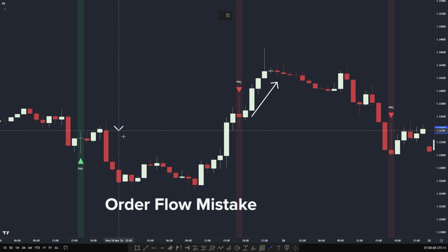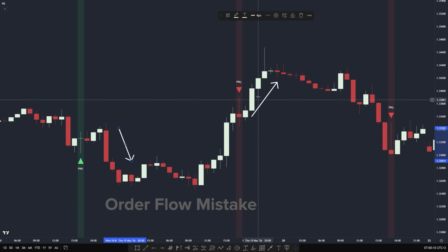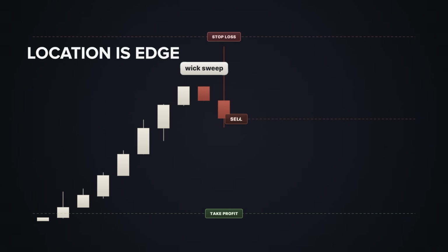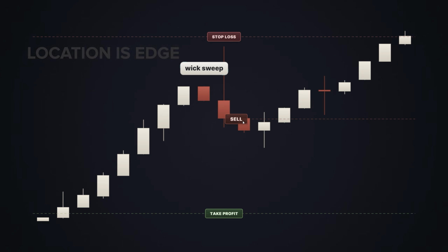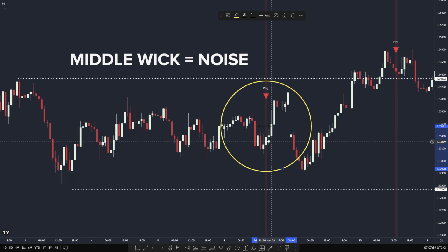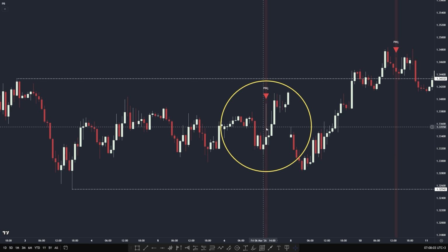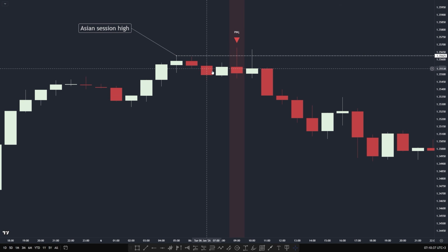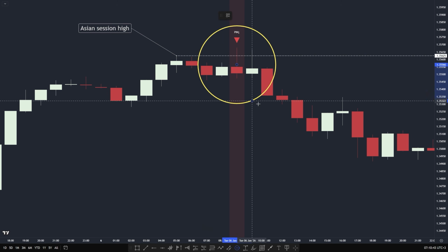This is the mistake that kills most order flow beginners. They see a wick and an imbalance, and they take the trade, but they forget the most important rule: location. A wick in the middle of a range is just noise. It is just the market moving around while traders eat lunch. The identical wick at a prior session high, right after a sweep, is a professional trade. It is the same candle, but it has a different address.